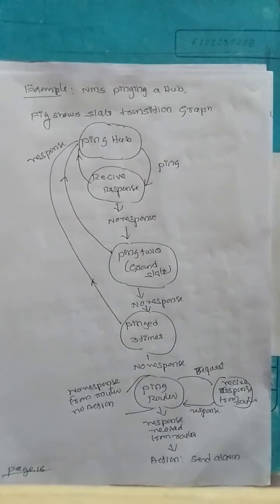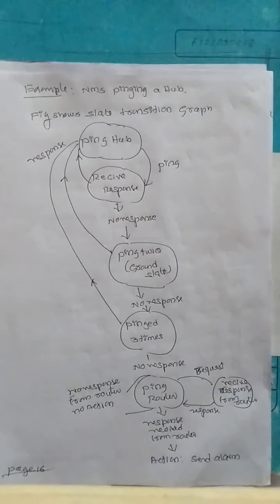When an NMS sends a ping, it transitions from the ping node state to the receive response state. When it receives a response, it transitions back to the ping node state. This is how the health of the component is monitored by the NMS.